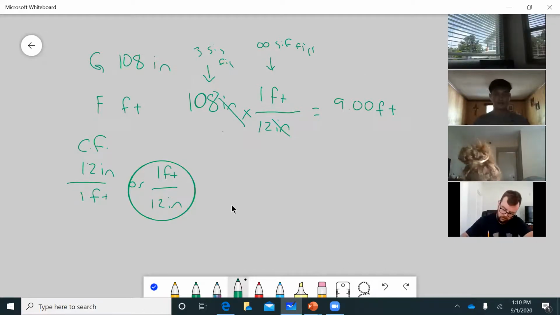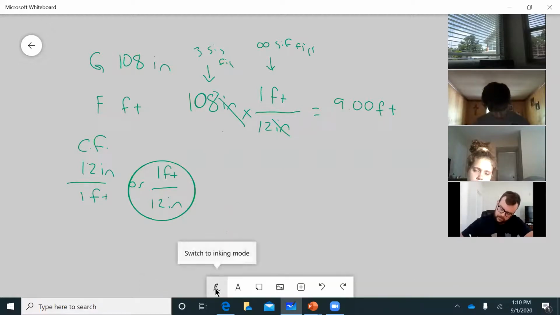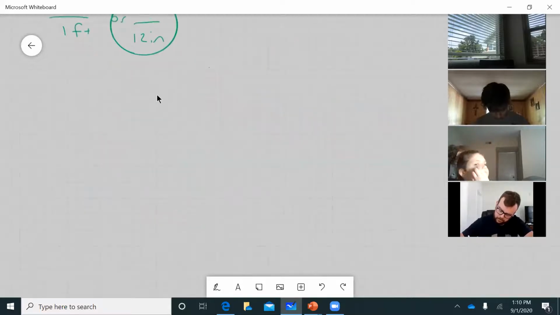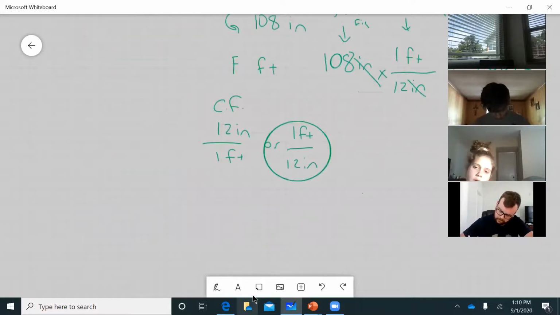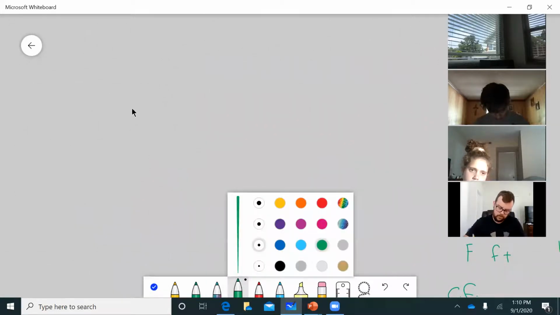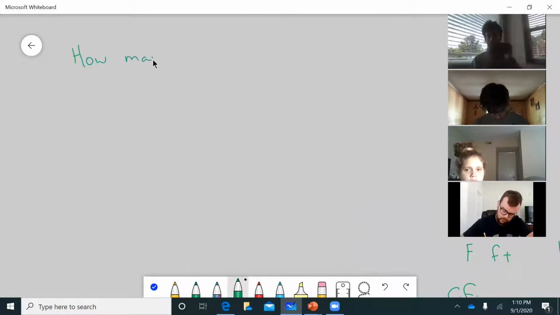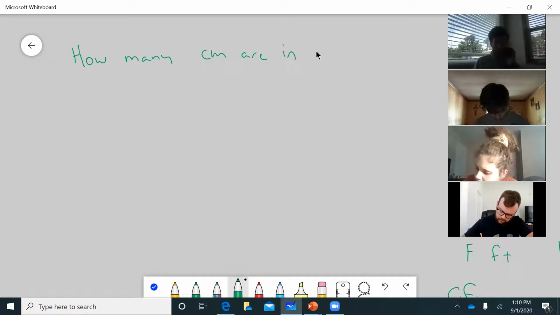We can do this dimensional analysis in multiple steps as well. Let's do a multi-step together, and then I'll let you go on your own with a problem. All right, so let's say I want to know how many centimeters are in 4.2 feet.